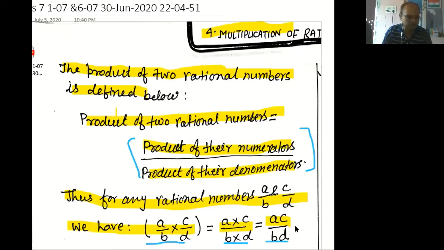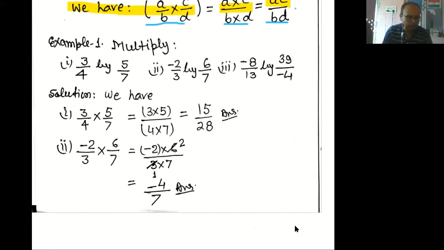Now examples. First, 3 upon 4 multiply 5 upon 7. According to the rule, 3 upon 4 multiply 5 upon 7 equal to 3 into 5 upon 4 into 7, equal to 15 upon 28.